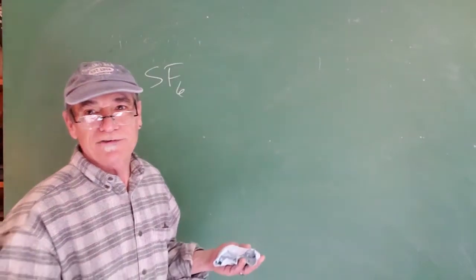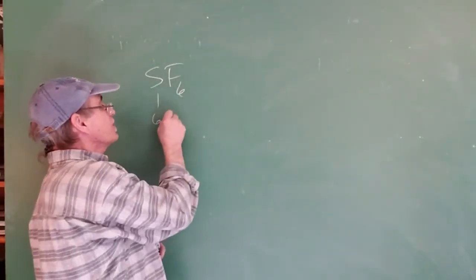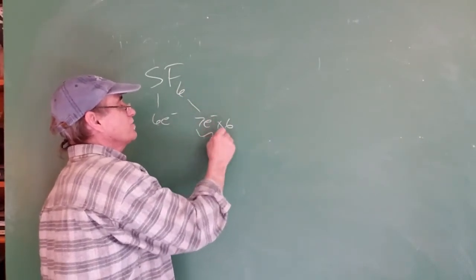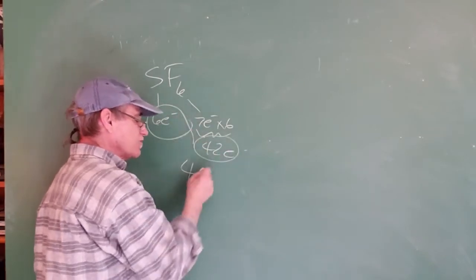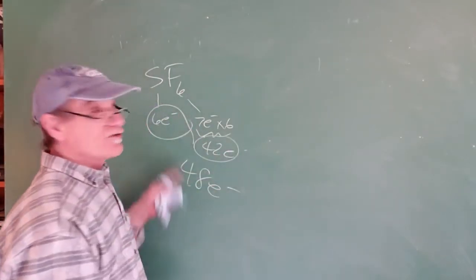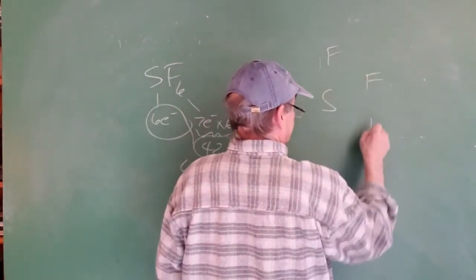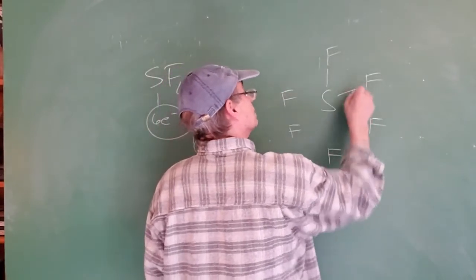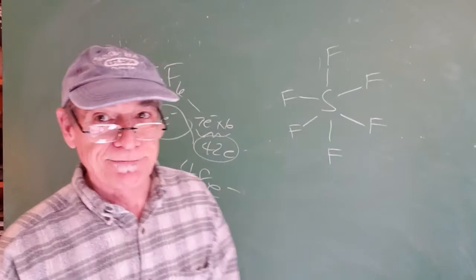Here's one that's kind of obvious. SF6, same thing. Sulfur is in group 6. Fluorine is in group 7. Times 6, that's 48 electrons in this picture. Sulfur in the middle, fluorines all around it. You can see right away it's going to have 6 legs. And that's 12 electrons around the sulfur.